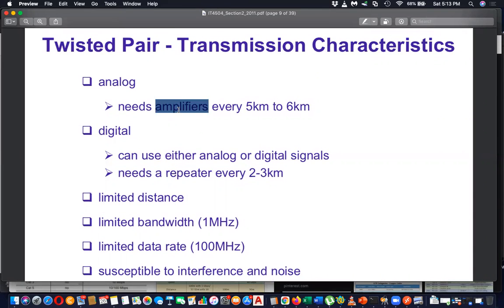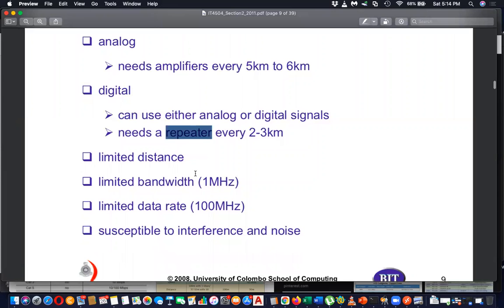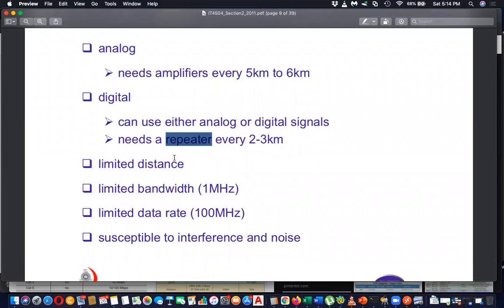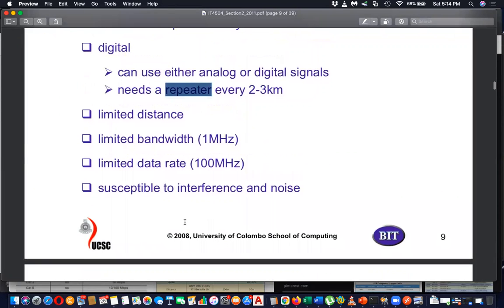For analog, it's amplifiers. For digital, it's repeaters. These are some additional things that you should know. And anyway, they have mentioned this is limited distance and limited bandwidth and limited data rate. So this is like 2008, right? The note is given 2008.